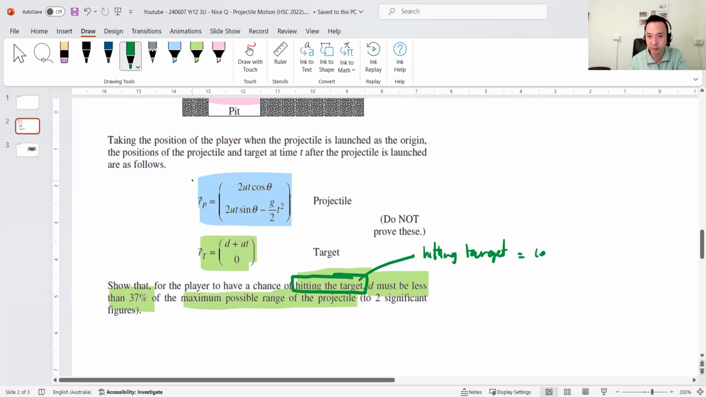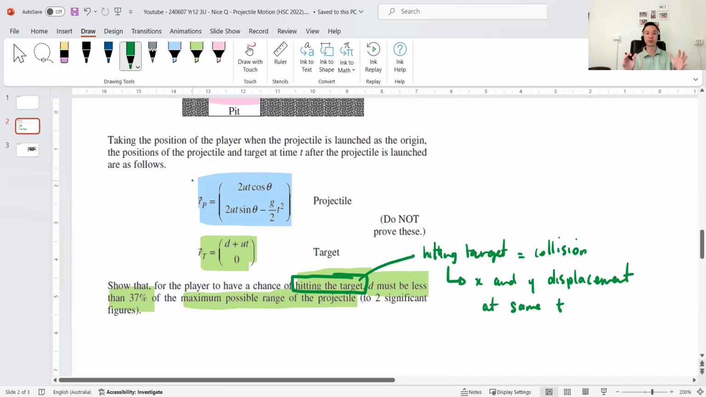Now, it is worth noting that when you hit the target for this question, hitting the target equals collision. And mathematically, what that means is the X and Y displacement, or position, are the same at the same T. So for both the blue and the green, I'm going to set the X values the same and the Y values the same. Then basically it implies that the time is the same for both, and we'll go from there. We'll see what comes out of that.